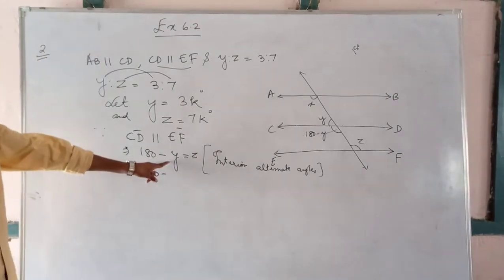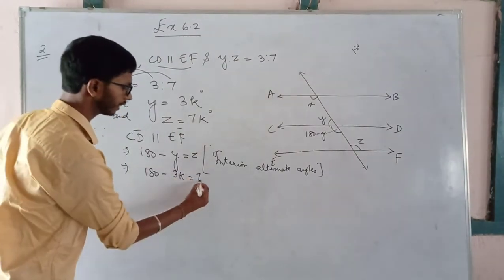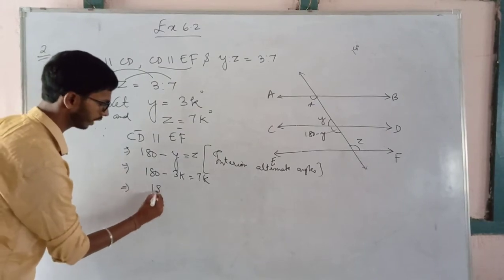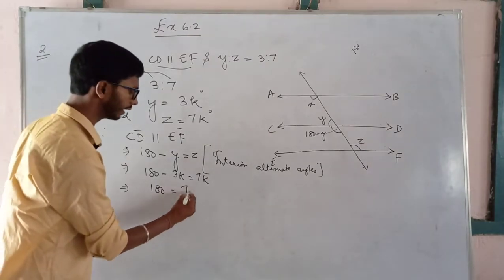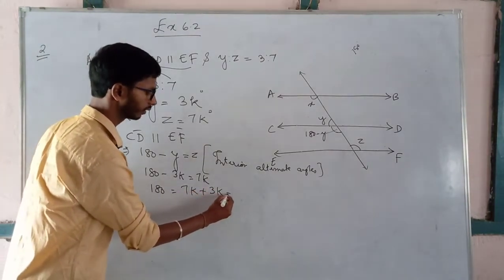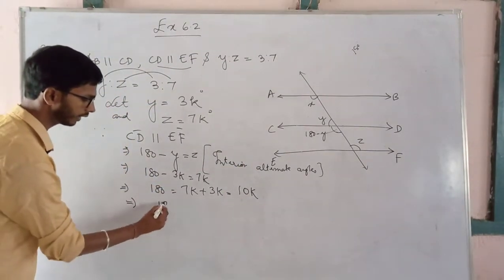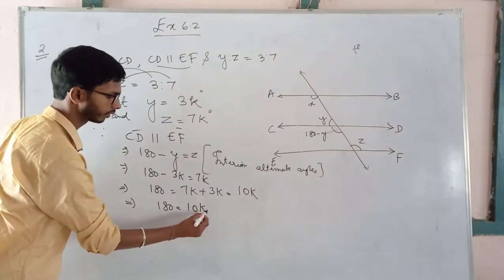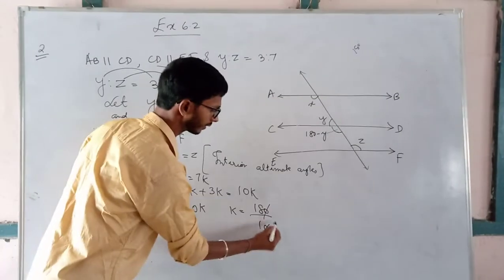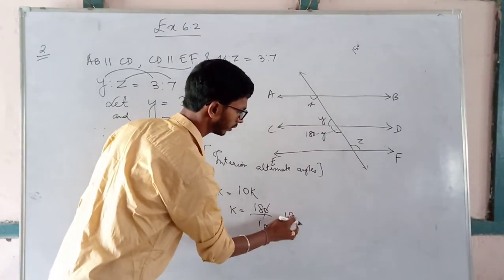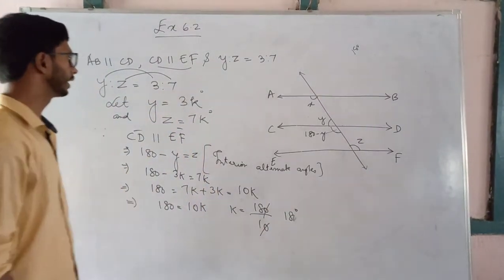So now let us put the value of y. Y is how much? 3k. Z value is 7k. So 180 degree minus 3k, you shift that side. So you will get 7k plus 3k. So if you add it, you will get 10k. So we can write like this: 180 degree equal to 10k. So k will be equal to 180 by 10. So we can cancel it. We will get how much? So we will get the value of k as 18 degree. So k is 18 degree.